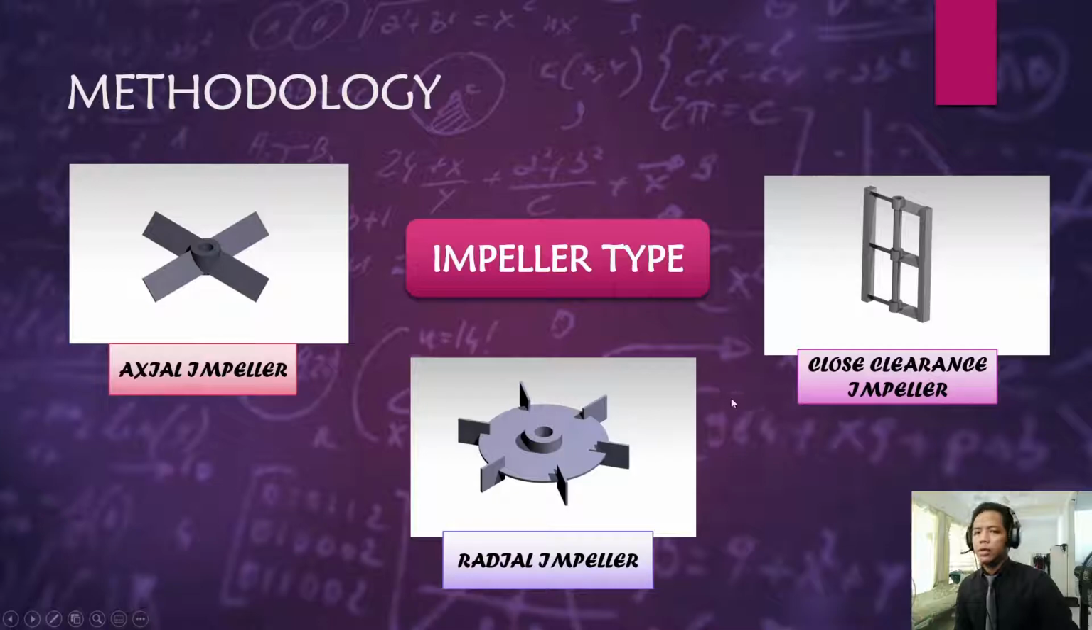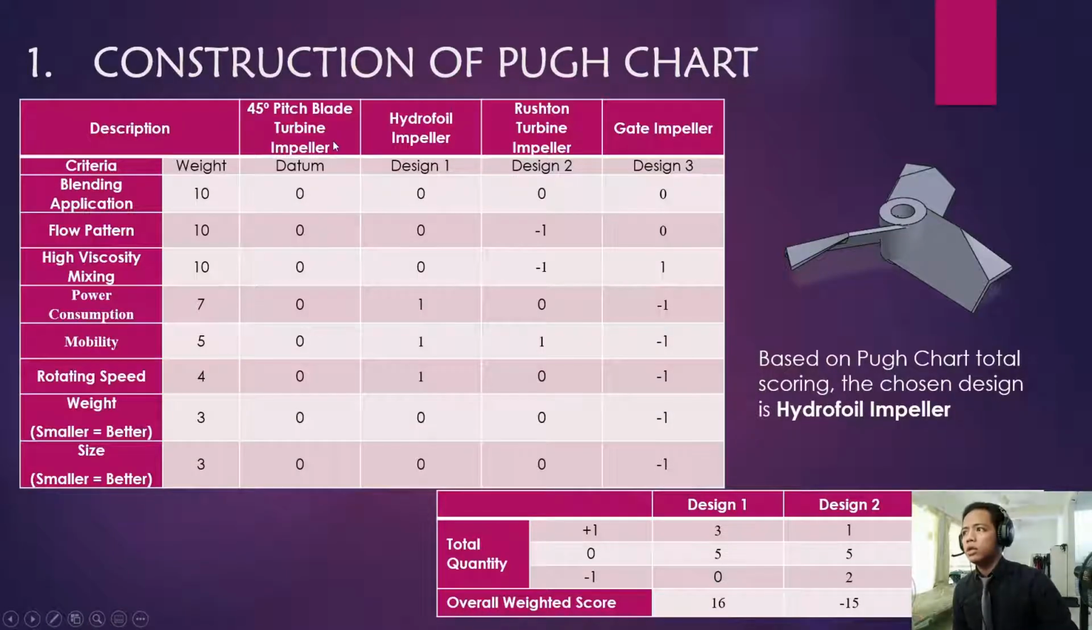So the first methodology is the construction of the pugh chart, in which the 45 degree pitch blade turbine impeller has been made the datum, so the scoring for the currently used impeller is actually 0. Based on the pugh chart scoring, the chosen design is a reverse impeller as it gives the most score compared to the other two designs.